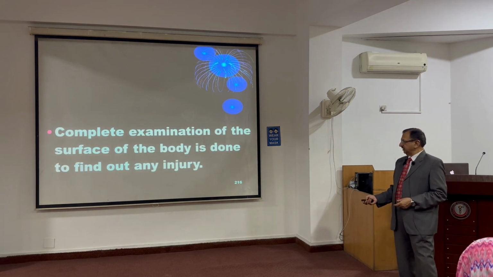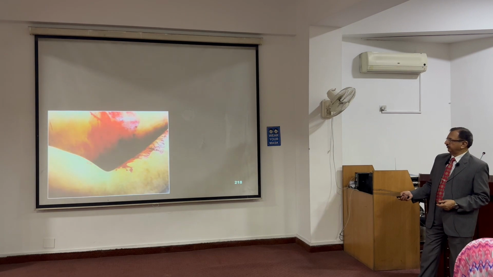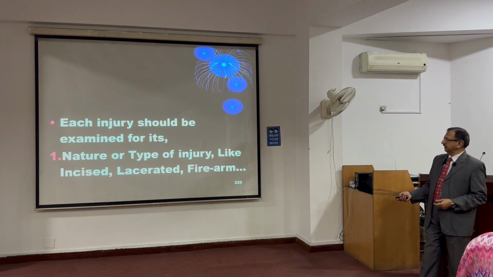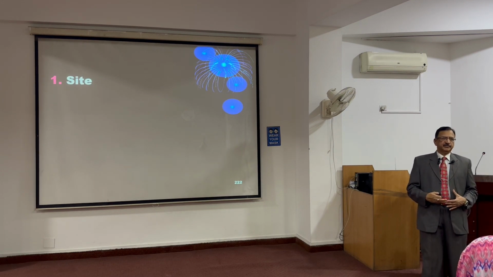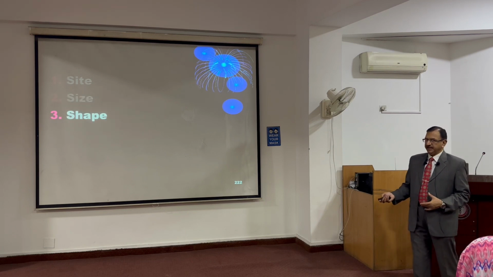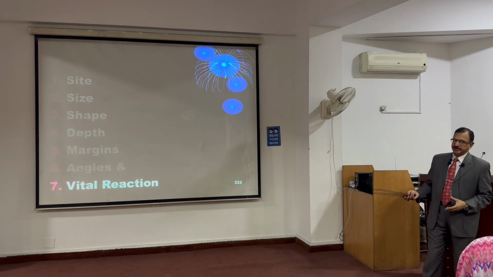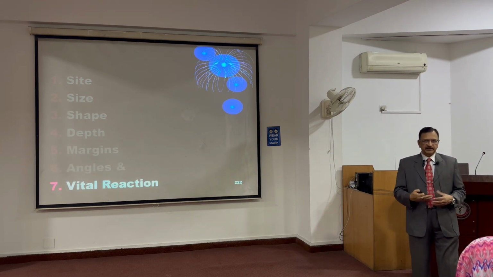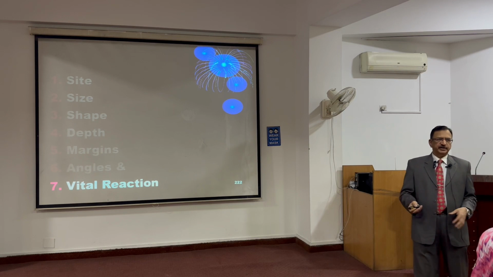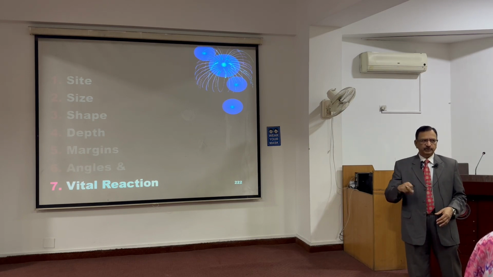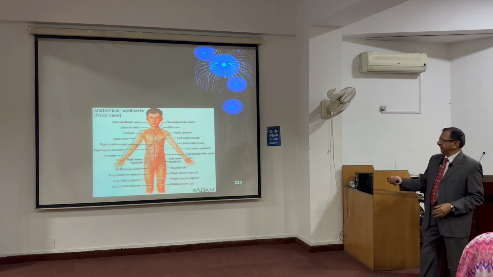Then injuries, complete examination of each injury, and it will be for site where the injury is located, size, shape, depth, margins, angles, and vital reaction. Vital reaction will be telling if it's antemortem or postmortem. So site, size, shape, angle, depth, they all are noted down. You will number it number 1, number 2, number 3, and they are in reference to anatomical landmarks.